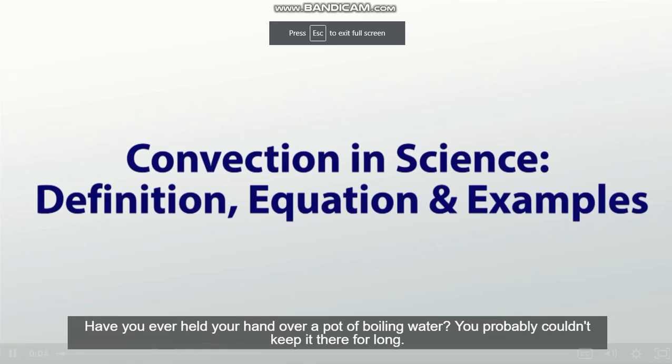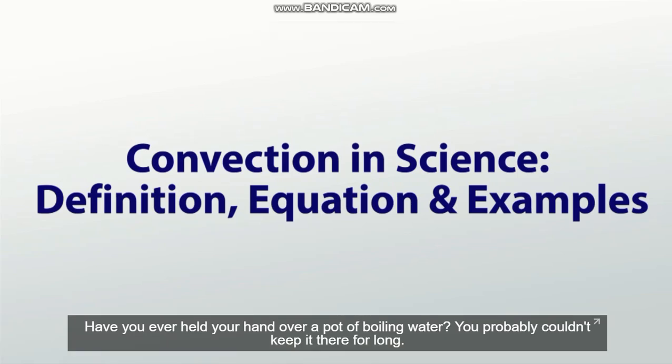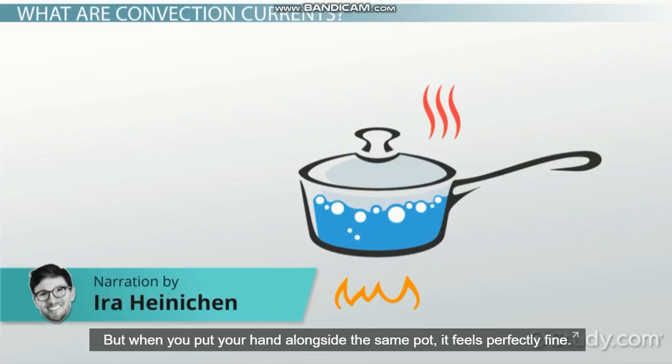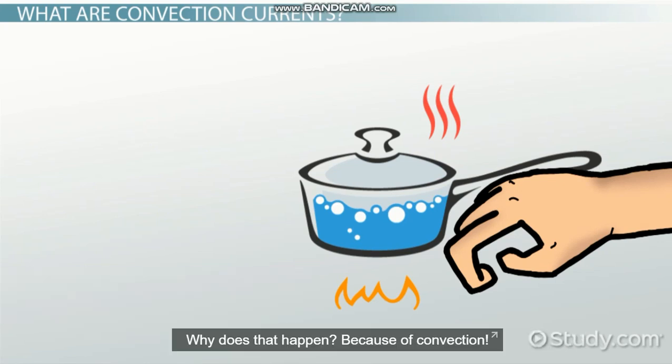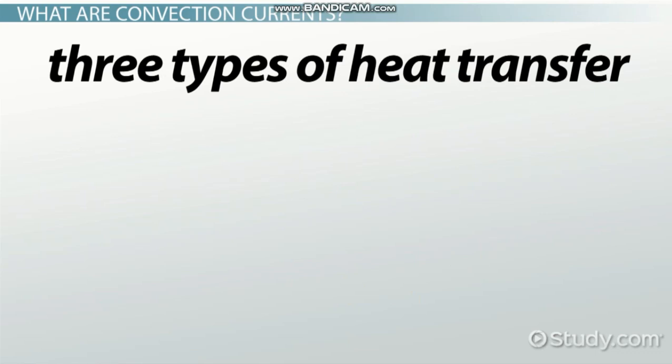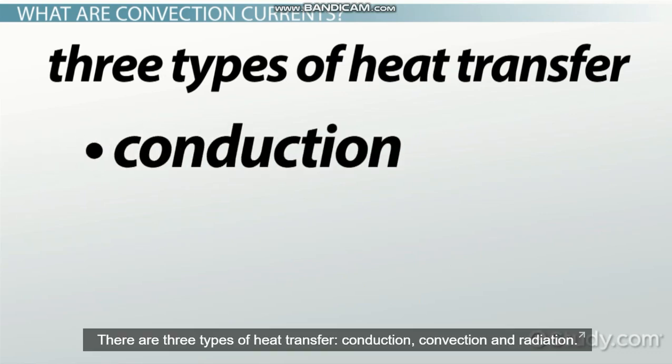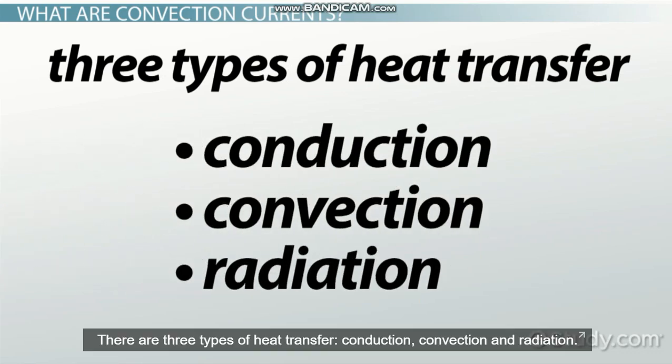Have you ever held your hand over a pot of boiling water? You probably couldn't keep it there for long, but when you put your hand alongside the same pot, it feels perfectly fine. Why does that happen? Because of convection. There are three types of heat transfer: conduction, convection, and radiation.